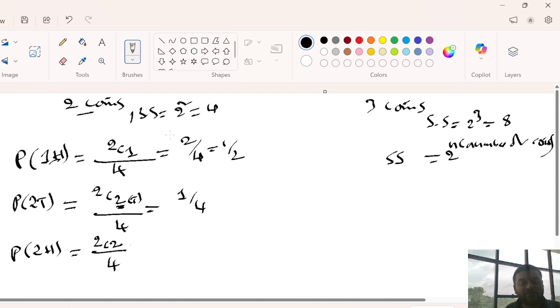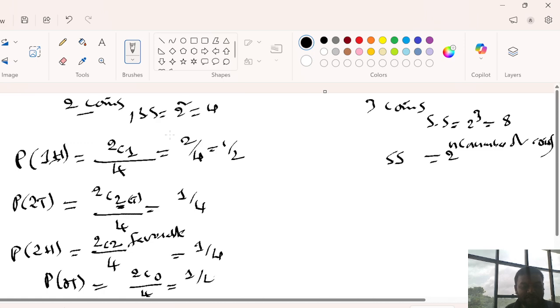That is favorable outcomes by total number of outcomes, right? That is nothing but the sample space. 2C2 is 1 by 4, right? And if I want the probability of getting zero tails, you will have to choose zero tails out of two coins divided by 4. 2C0 is nothing but 1, that is also 1 by 4.